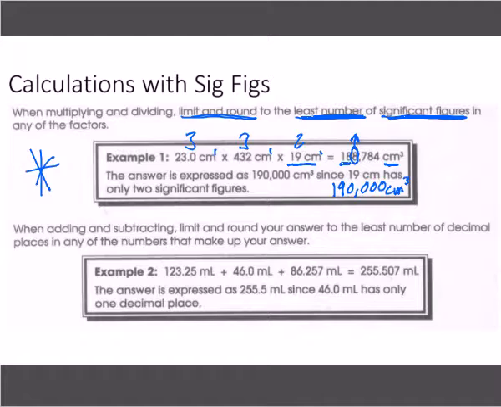Okay? How many sig figs? Is there a decimal in that number? No, so I have 2 sig figs there. If you're ever confused, you can rewrite it in scientific notation. This would be 1.9 times 10 to the 5th centimeters cubed.